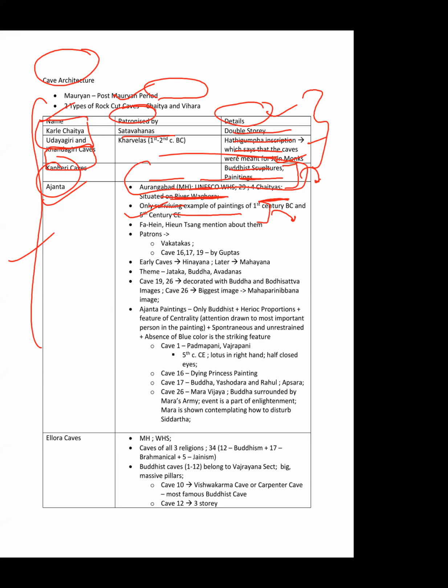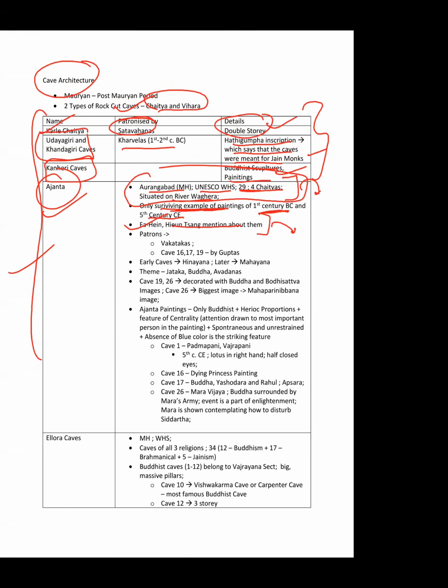Only via this PDF, you will get enough points to make up a good answer, right? Therefore, you do not need to run behind too many things. Fa-Hien and Hiuen Tsang mention the patrons of the Ajanta caves, the Vakatakas and later the Guptas. Caves 16, 17, 19, if you can remember, were patronized by the Guptas.